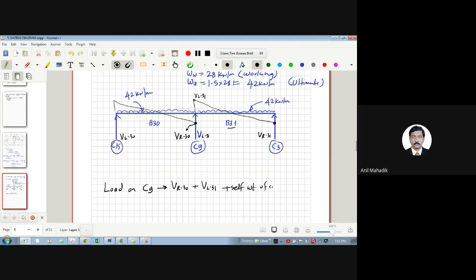Yes or no? So load on column. Yes, sir. So it is shear from beams. So this is from B30. This shear is from B31.